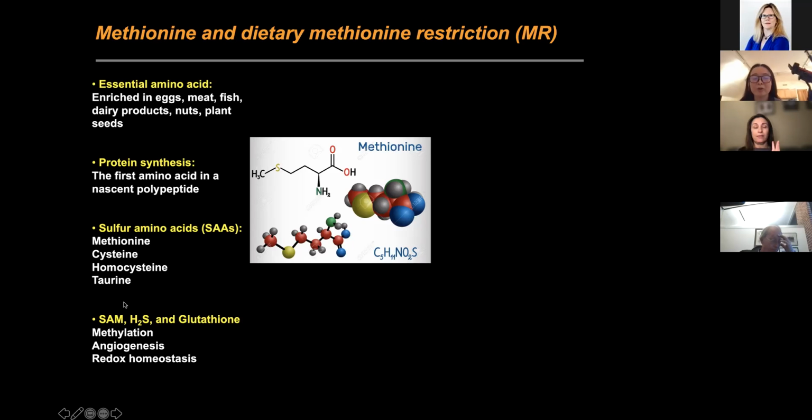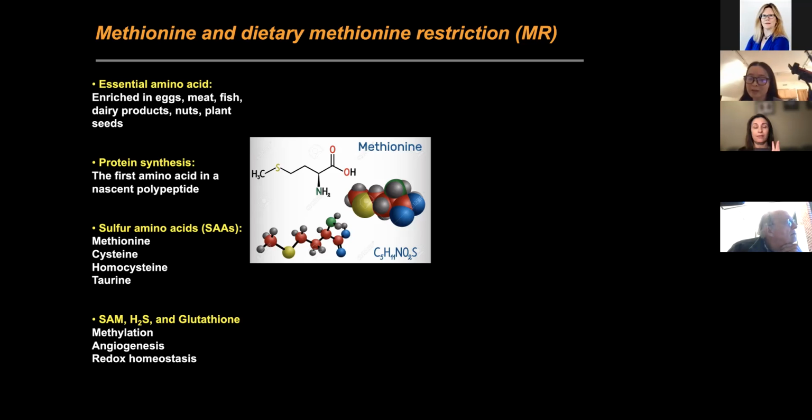it is important for synthesis of SAM, which is a major methyl donor for methylation, including DNA methylation, histone methylation, and RNA methylation. Methionine is also important for production of hydrogen sulfide, a gas signaling molecule that has recently been shown to be important for angiogenesis and also for aging and stress response. Another important function of methionine is to synthesize glutathione, which is important for the maintenance of redox homeostasis.